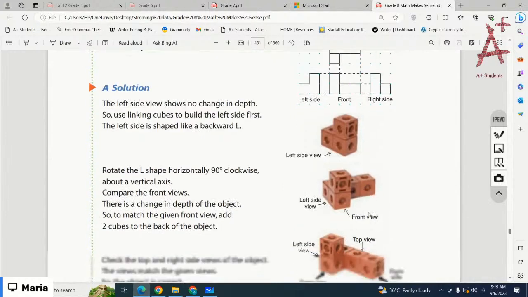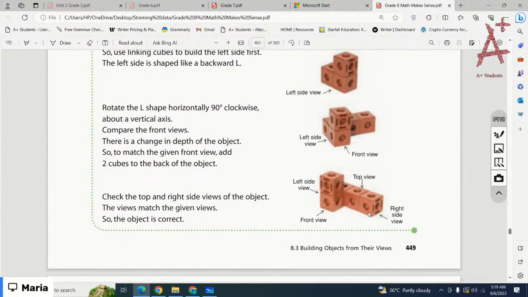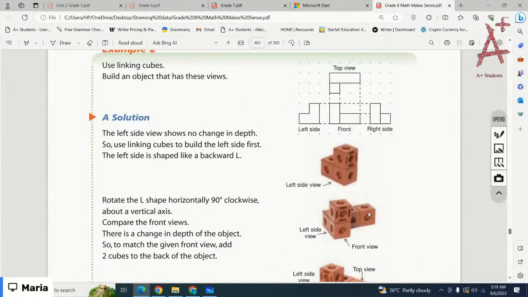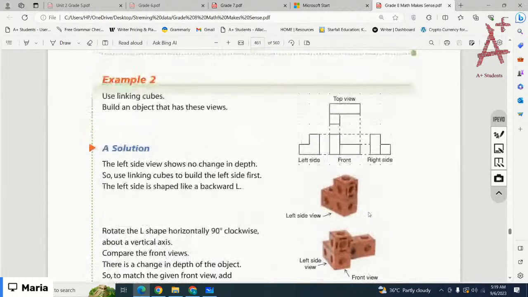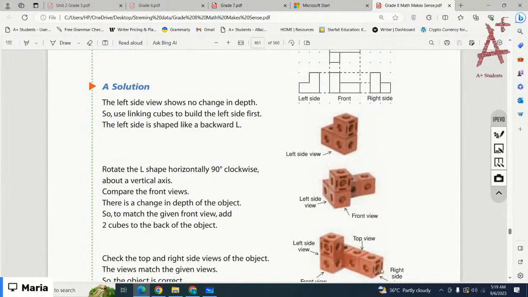Okay. Then check the right side views of the object. The views match the given views, so the object is correct. Let's just look at the top view. Okay, top would be this and this, right? Then you have the right side view. The right side would be like this. When you see from here, you can see this and just this, right?